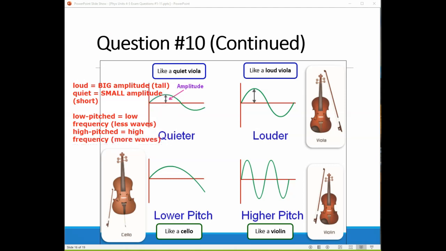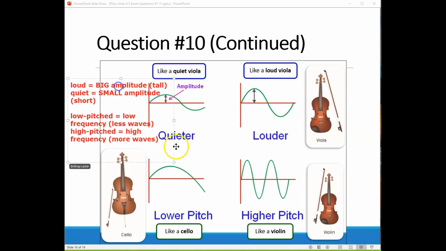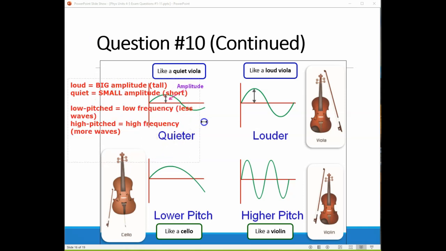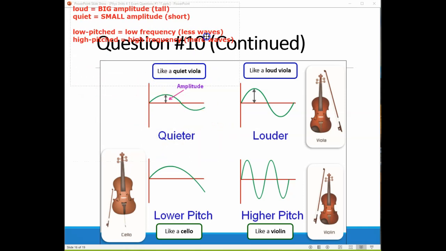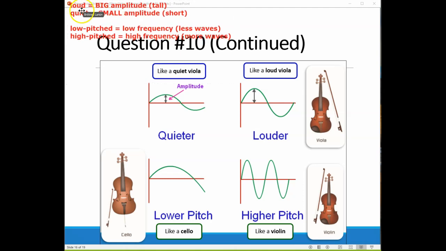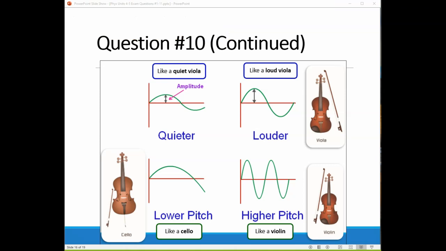Okay, so you need to find the mix there for question number 10. Everyone has a different question, so you need to find the mix that makes the most sense for your question number 10. So find the one that, if you want loud, is big, if you want quiet, is small, and then based on their frequency: low pitch, low frequency, the one with fewer waves, or high pitched, high frequency, the one with more waves. All right, so you need to find the mix that best suits those. Pause the video, continue playing when you're ready.